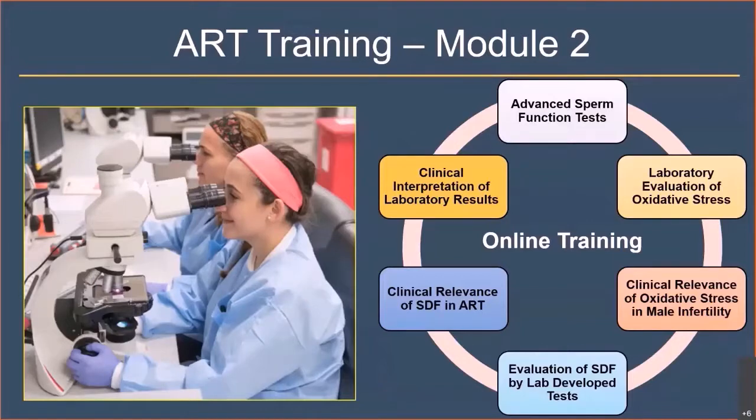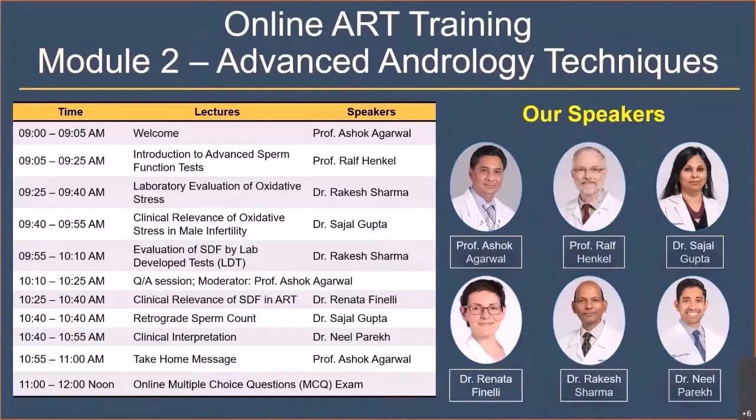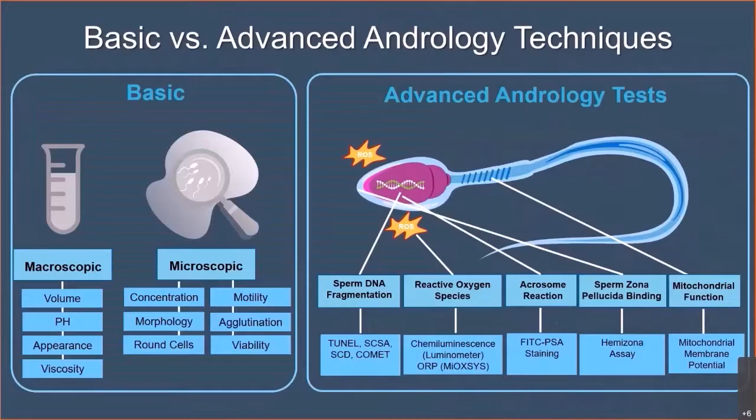So these are, again, the topics, starting in a clockwise manner: laboratory evaluation, clinical relevance, evaluation of SDF, and lastly, clinical interpretation of laboratory tests, laboratory results that you will receive, and how to make sense of it. And this is the program on the left side, and our speakers for the day here. Our speakers are Professor Ralph Henkel, Dr. Sejal Gupta, Dr. Renata, Dr. Rakesh Sharma, and Dr. Neil Parekh.